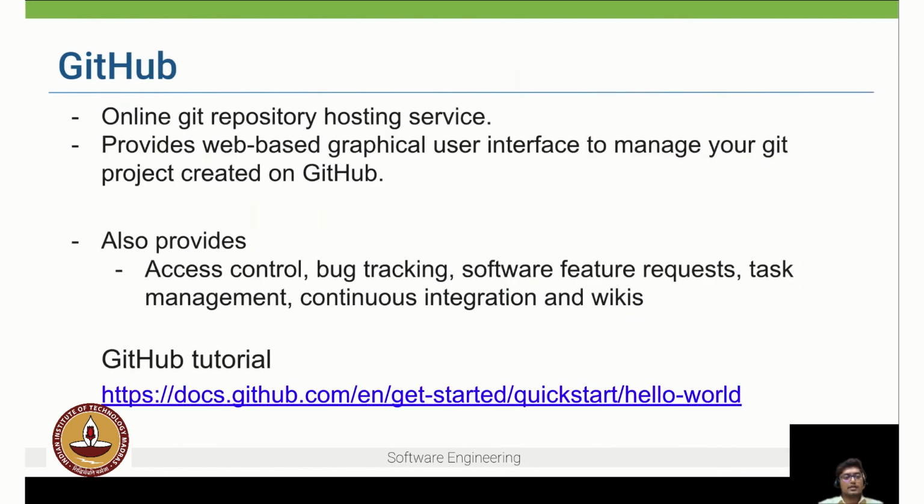Now the third way is through GitHub. This is an online Git repository hosting service as discussed. This provides a web-based graphical user interface to manage your Git project. Created on GitHub, you would already be using this for your projects, so you would already be aware of some bits of it. It also provides you access control. You may have to give a username and password to access your repository. Bug tracking that we'll see. Software feature requests we'll see. Task management, continuous integration, and you can also create wikis inside your project as documentation.